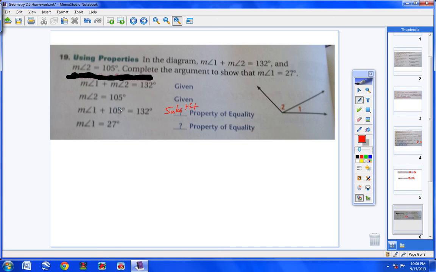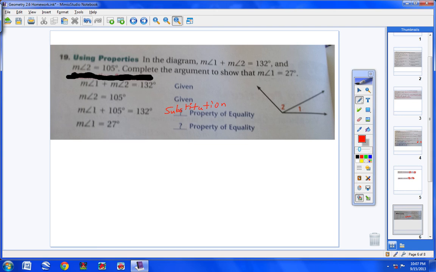When you picked up 105 degrees and put that in for the measure of angle 2, by the way, how did you know you could do that? Because of this right here. We knew the measure of angle 2 was 105. So because we knew that, we could cross off angle 2 and put 105 degrees. That's called substitution. You substituted that in for the measure of angle 2.